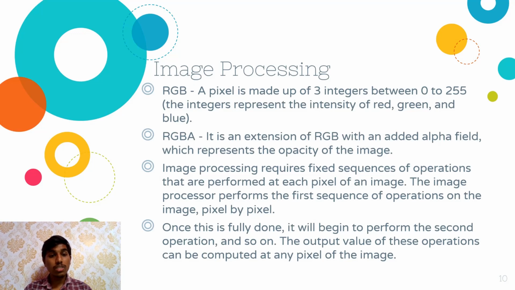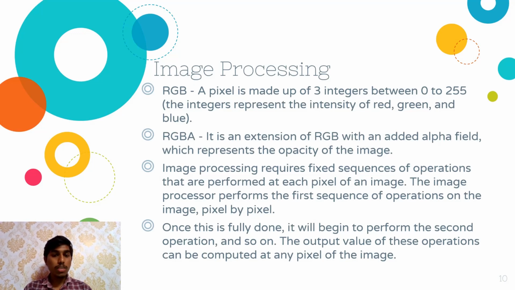So what is RGBA? It is an additional extension of RGB with an added alpha field which represents the opacity of the image. So it is nothing but RGB, but it has one additional feature which describes the opacity or the transparency of the image.